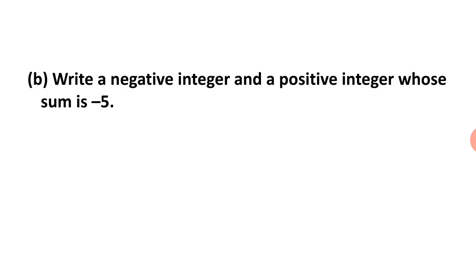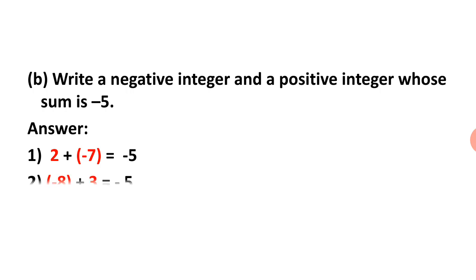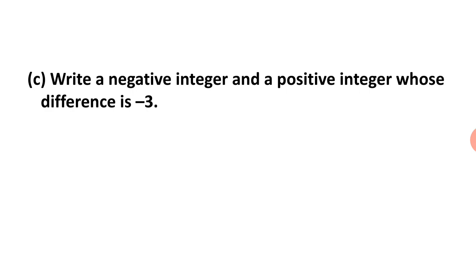The second sub-question here, write a negative integer and a positive integer whose sum is -5. One integer has to be negative, the other has to be positive. This is the condition. And the sum has to be -5. So we have selected 2 and -7. Another example is -8, 3. As told earlier, there are various answers for this condition.